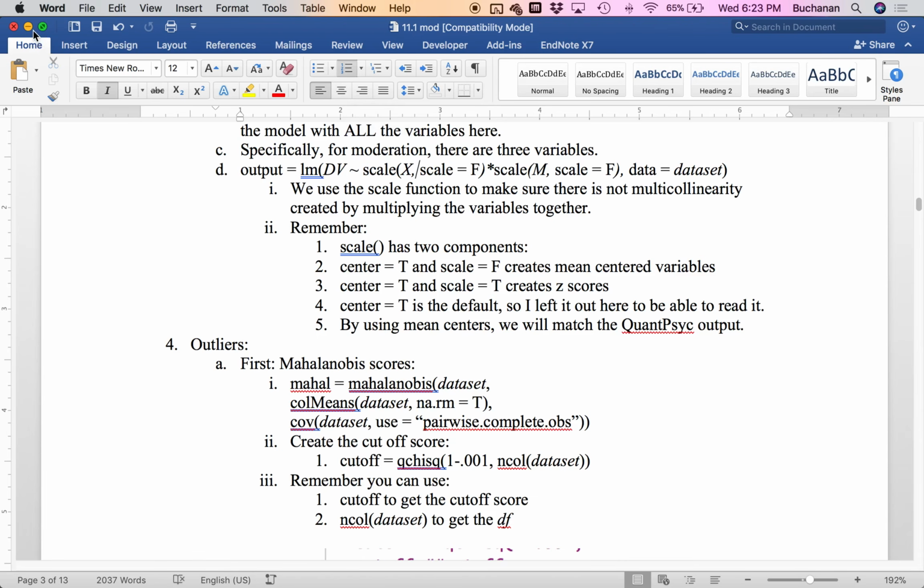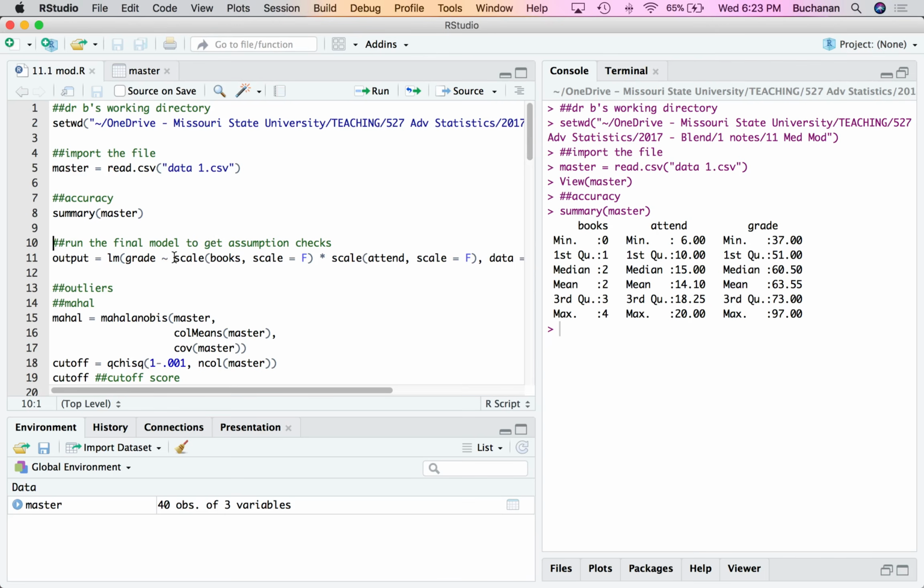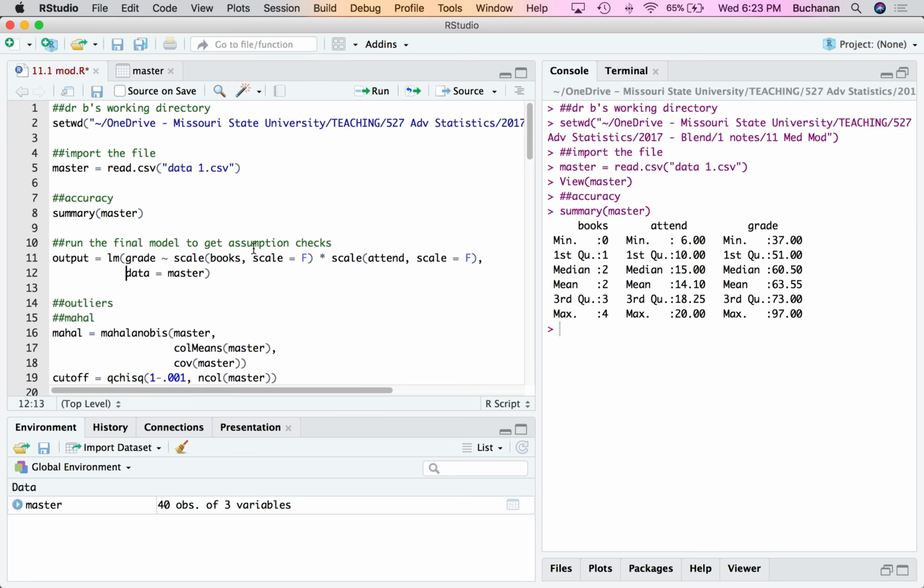So that was a lot of brouhaha here to get this set up, but I've done scale equals scale of books and scale of attendance. Now I just put my data here on a second line, and I've multiplied them together. That's going to create that interaction term for us.